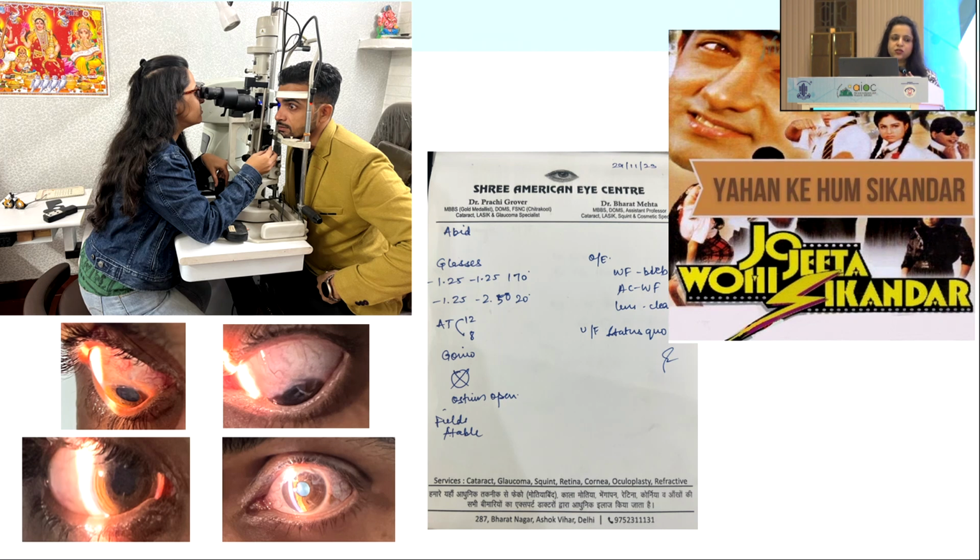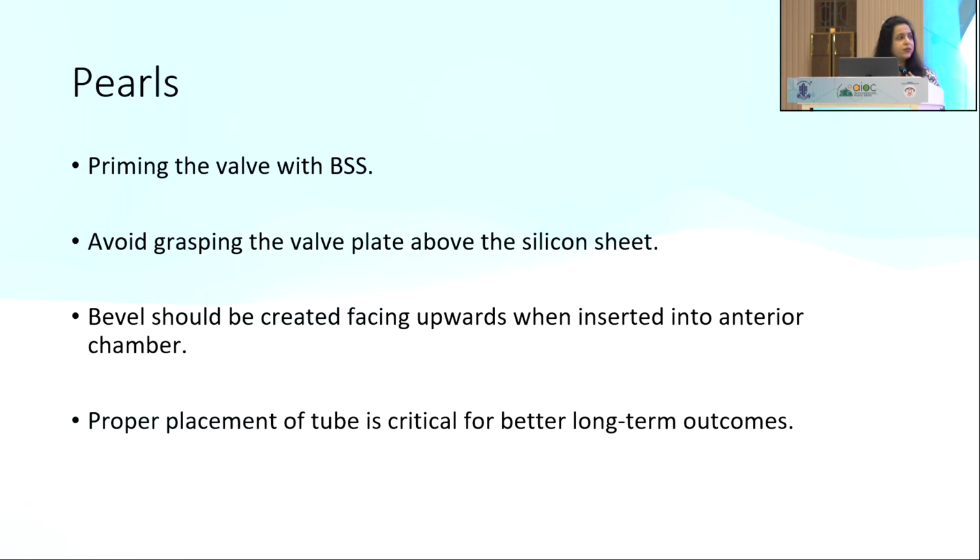I'm following this patient since last 5 years. So he's working well. So here are my few pearls. Priming the valve with BSS is important, and avoid grasping the valve plate above the silicone sheet. Bevel should be created facing upwards while inserting into the anterior chamber. Proper placement of the tube is crucial for better long-term outcomes.